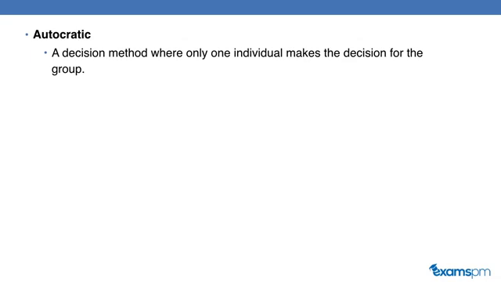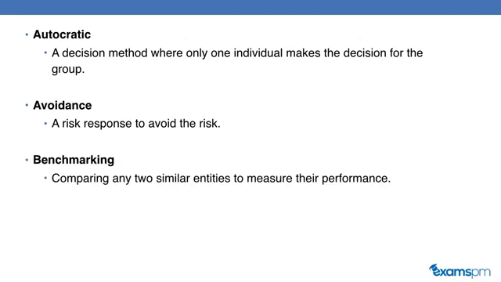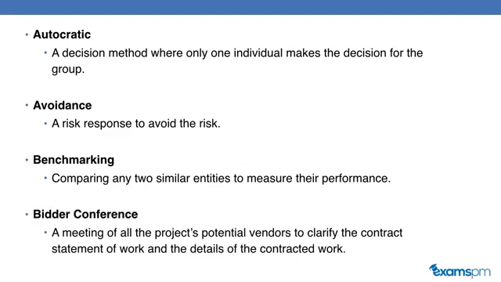Autocratic. A decision method where only one individual makes the decision for the entire group. Avoidance. A risk strategy that avoids the risk. Benchmarking. Comparing any two similar entities to measure their performance. Bidders conference. A meeting of all the potential vendors for the project to clarify the contract statement of work and the details of the contracted work.